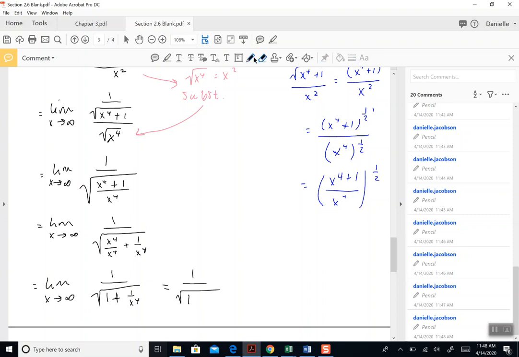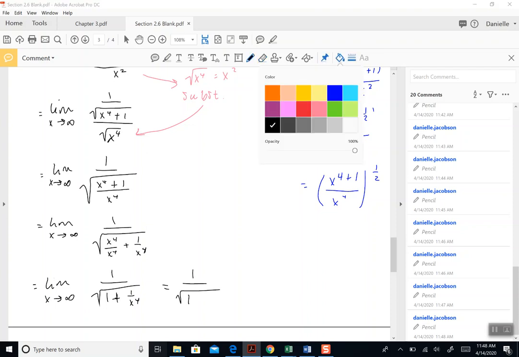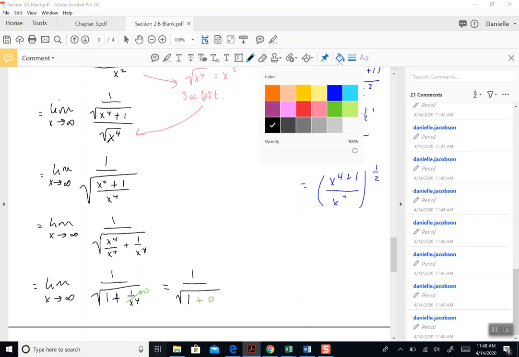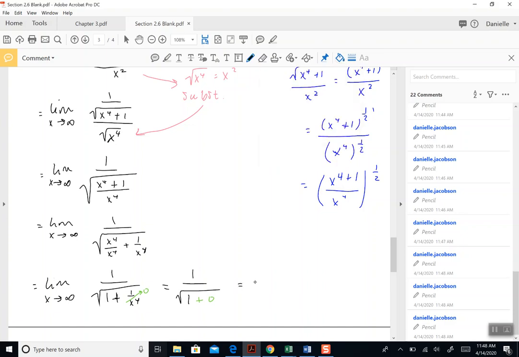And I should recall from previously in these notes, or maybe previous classes, that when I divide a tiny constant by something that's getting huge, x to the fourth is getting huge because it's going to infinity, that's going to go to 0. So this leaves our final answer as 1 over root 1, which is 1. And again, that's exactly what we anticipated based on the horizontal asymptote that we discussed previously.